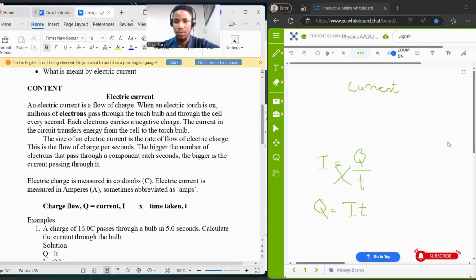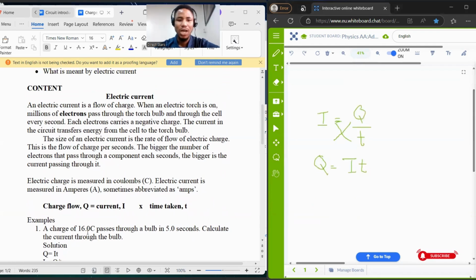Now let's have an example. A charge of 16 coulombs passes through a bulb in 5 seconds. Calculate the current through the bulb. Remember, we have I equals Q over T. In the question, we have a charge of 16 coulombs, so Q equals 16. And it passes through the bulb in 5 seconds, so T equals 5 seconds.